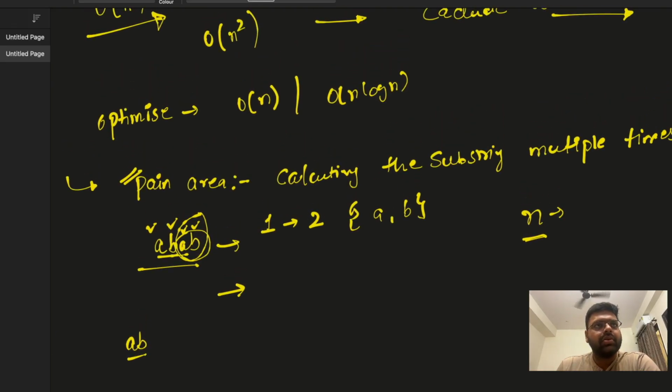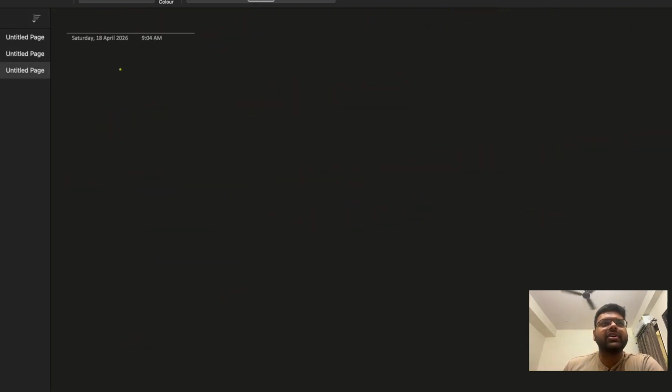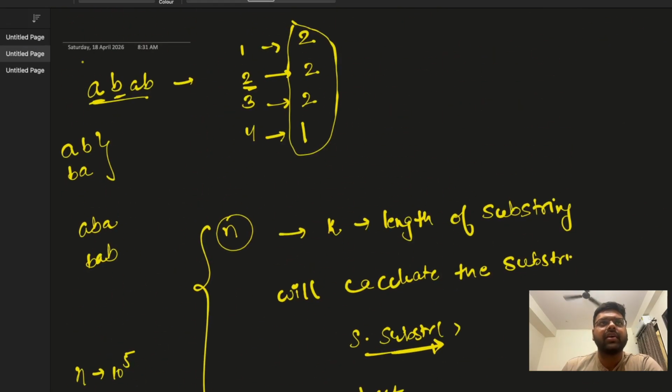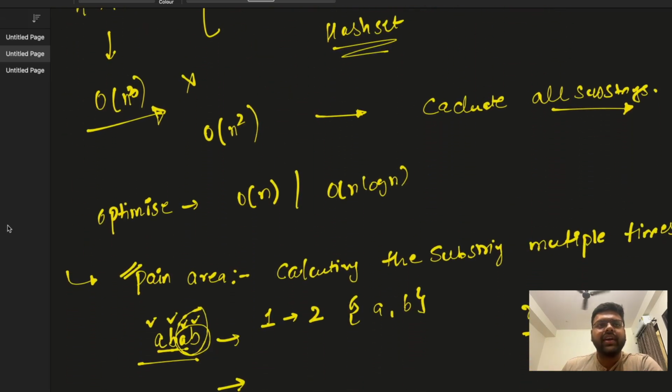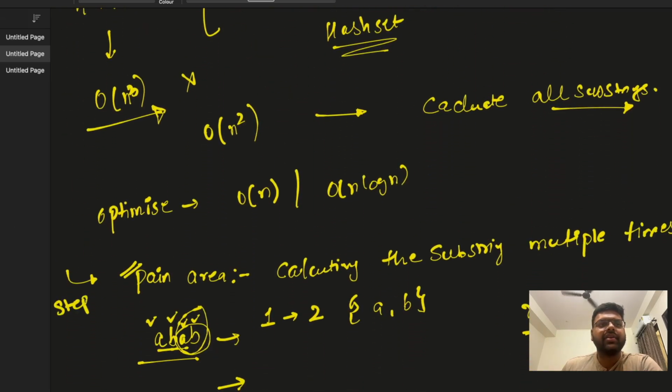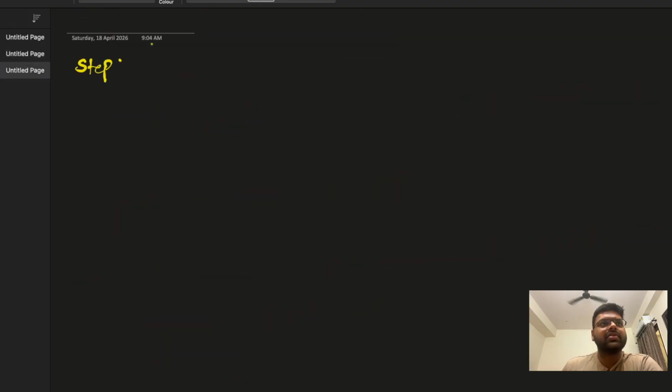Okay, so now let's see how we actually do that. This was step 1, understanding the problem and what our pain area is. Now let's discuss the second step, which is analyzing how we should approach this problem. Let's suppose we consider a string as banana.